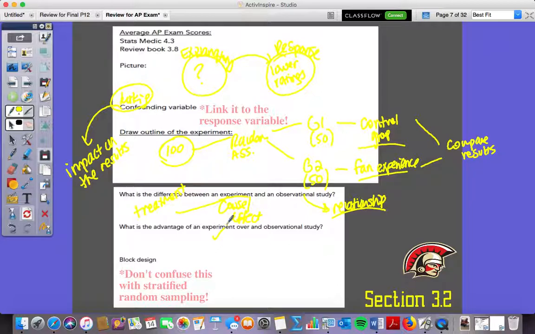The advantage would obviously be what we just talked about: we can show cause and effect. Now, a block design is something where if I have 100 people and I say there is a difference between males and females, a block is not something that's random. Just like a stratified sample, it puts people into specific groups. So maybe we say, you know what, we're going to put males versus females.